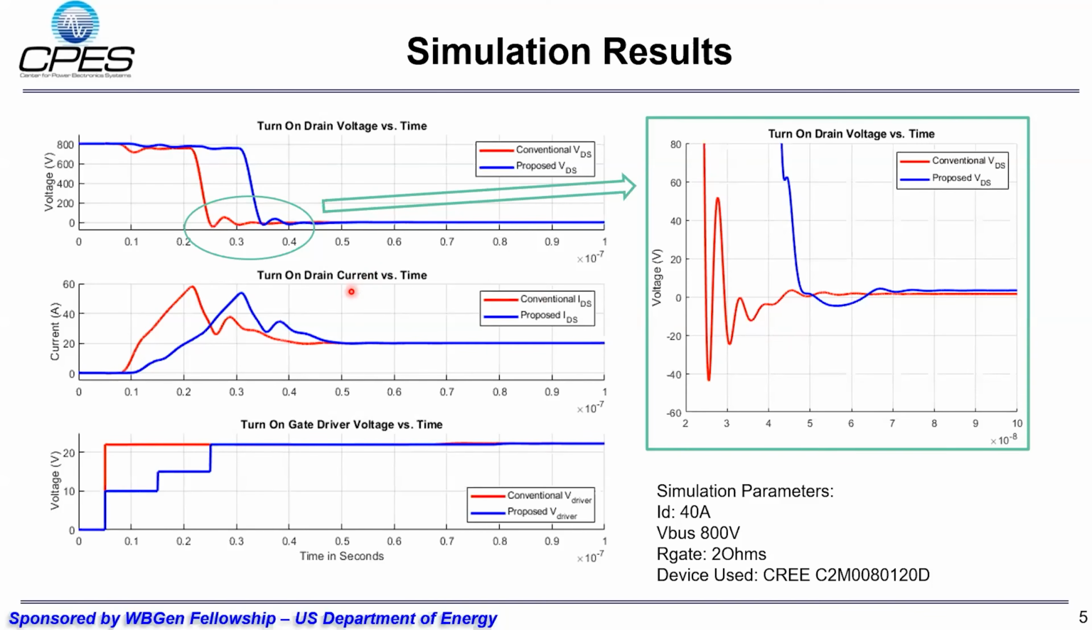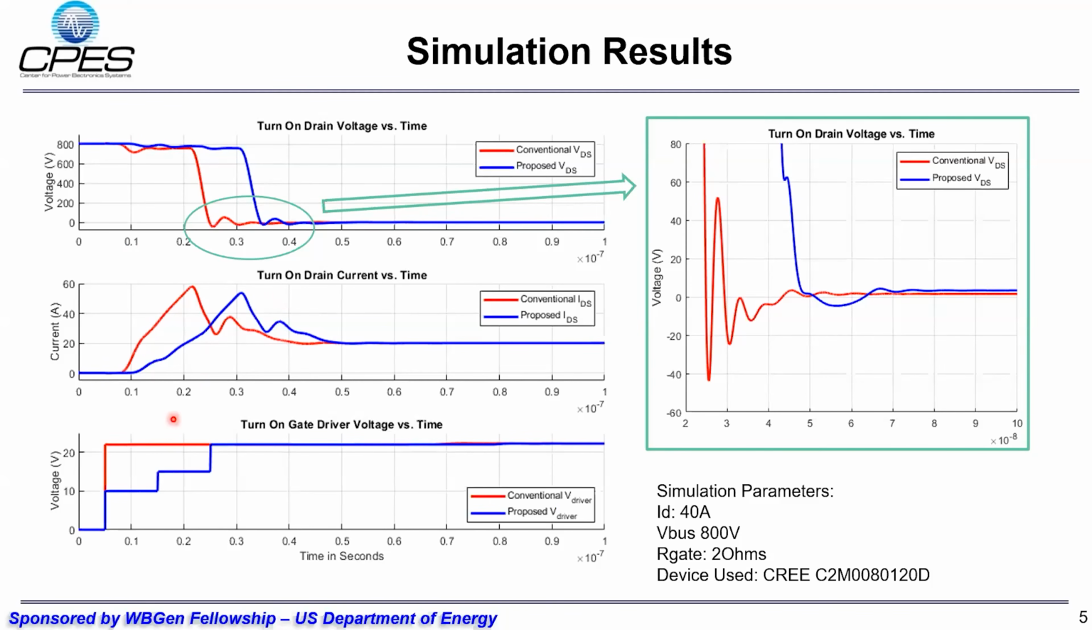Next, looking at the turn on drain current, you can note that the conventional driver has a very high dI/dt as it goes from low to high in a very short period of time, whereas the proposed system has a much lower dI/dt, which means it would generate a lower EMI.